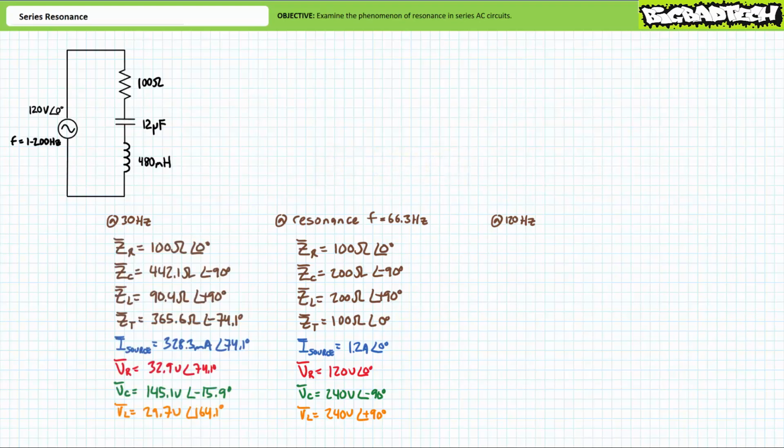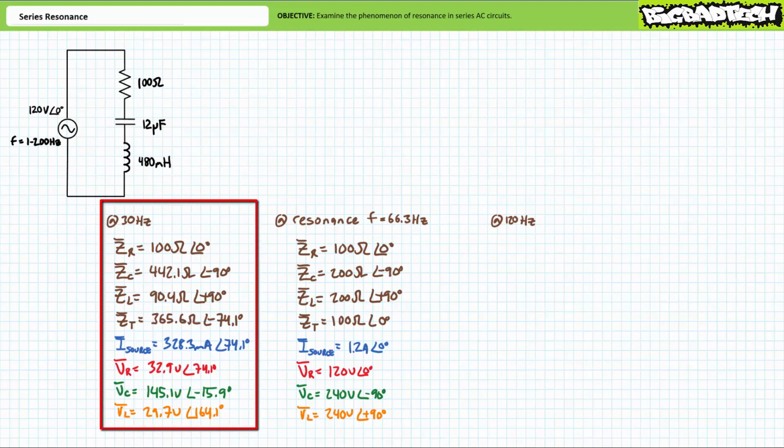At a reduced excitation frequency of 30 Hz, this is an entirely different series circuit because the impedance of the reactive capacitor and inductor change. If excitation frequency decreases, capacitive impedance will increase, and inductive impedance will decrease. As such, we should expect this series circuit to exhibit slightly capacitive nature. Let's see if this is the case.